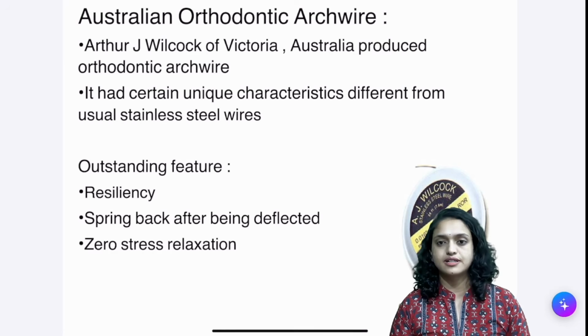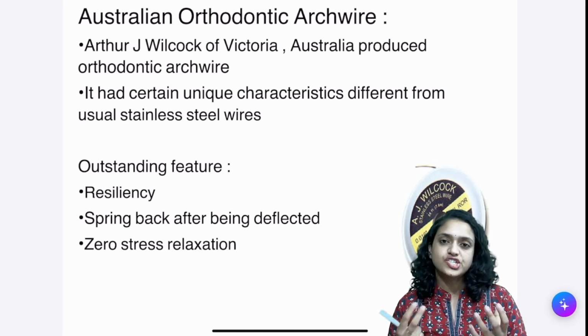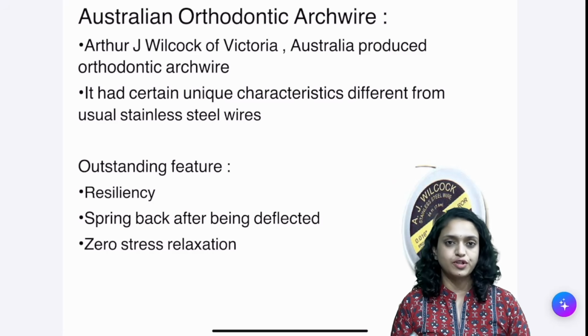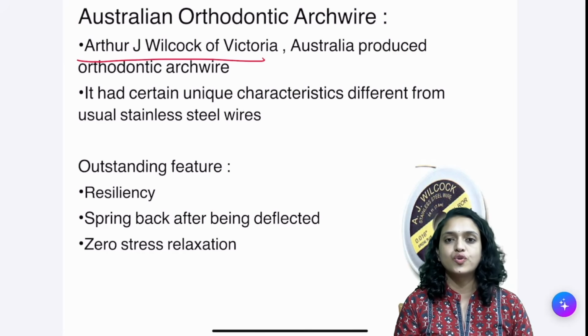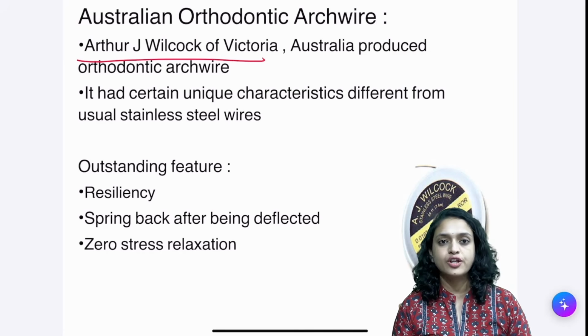This is a very new topic for you all because you would have read about stainless steel in your dental materials classes also. But Australian orthodontic wire is something developed newly just for the purpose of orthodontic treatment. It was developed by Arthur J. Wilcock, so it is also known as Australian orthodontic arch wire or AJ Wilcock arch wire. It has certain unique characteristics that are slightly different from stainless steel.